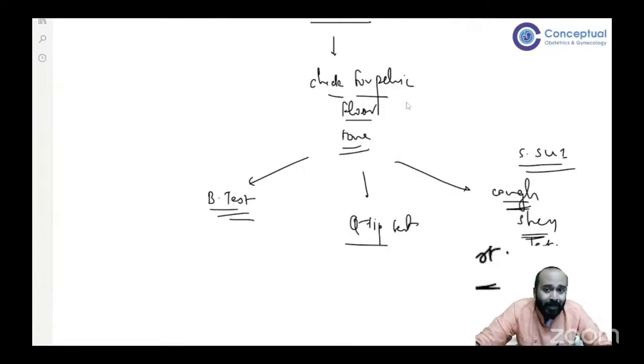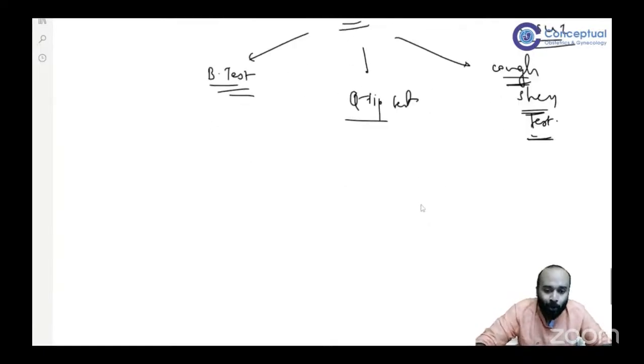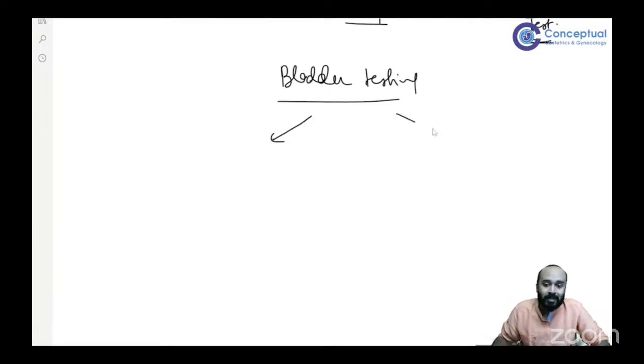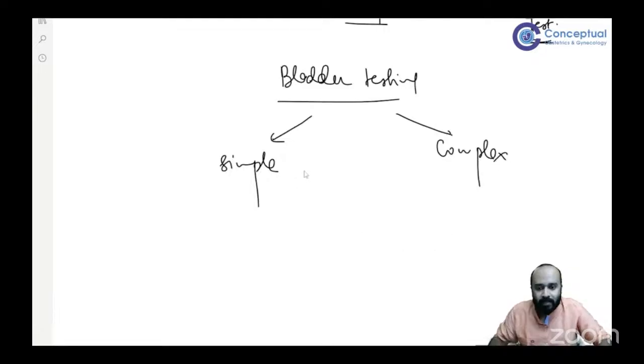These were all the tests that I'll be doing for checking whether this female has SUI or not. The next set of tests is for me to check how the bladder is doing, and that is going to objectively tell me whether a female's bladder has urge incontinence or stress urinary incontinence. So the next topic is bladder testing, which also talks about all the urodynamic studies. There are going to be simple tests and complex tests.